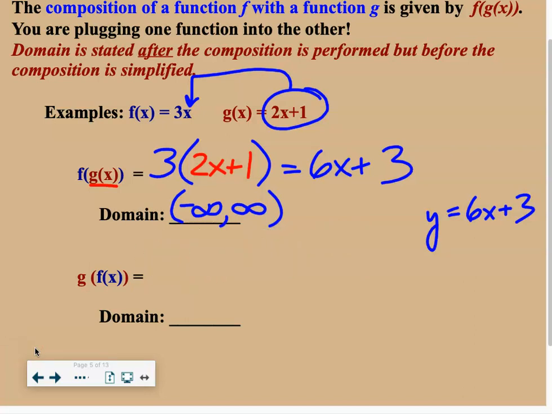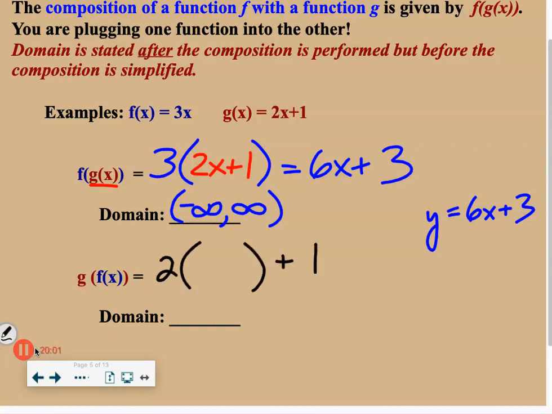So now let's talk g of f of x. G of f of x means you're going to do the reverse. You're going to take f and plug it into your g function. So I am going to take my g and put a parenthesis where the x is. And then what goes in the parenthesis? 3x. It's your f of x function. So my g of f of x equals 6x plus 1.